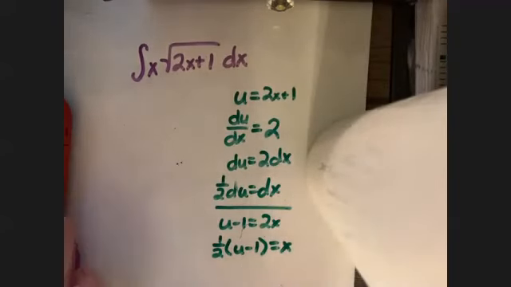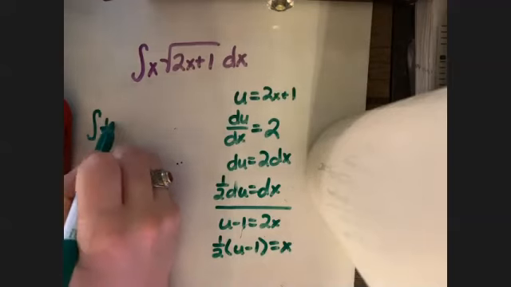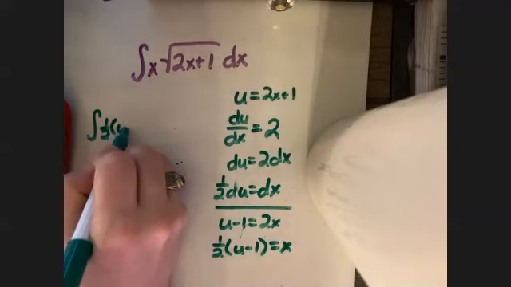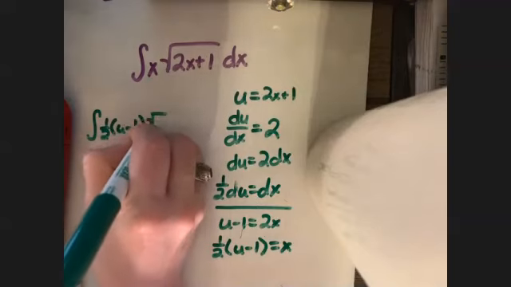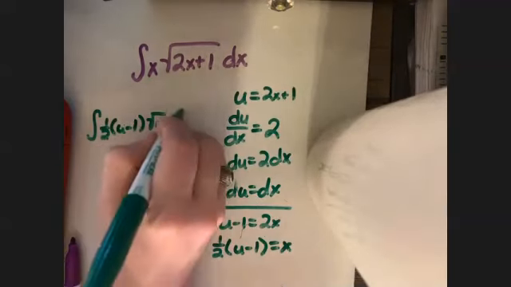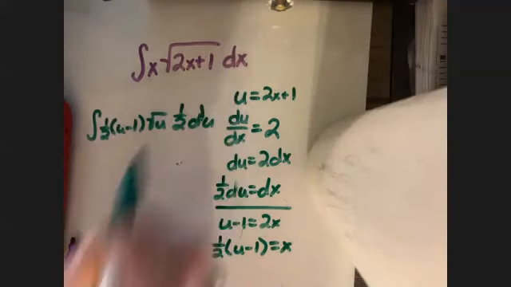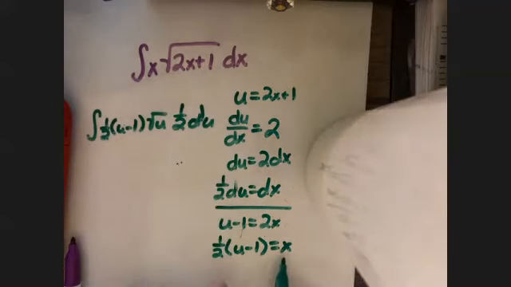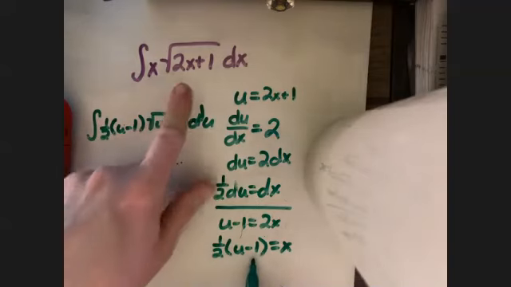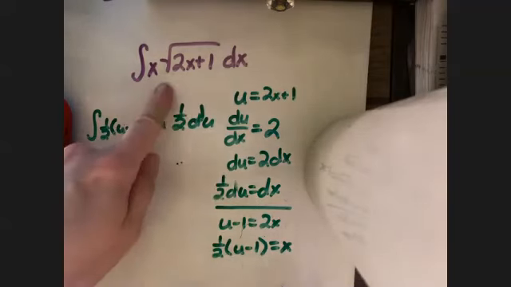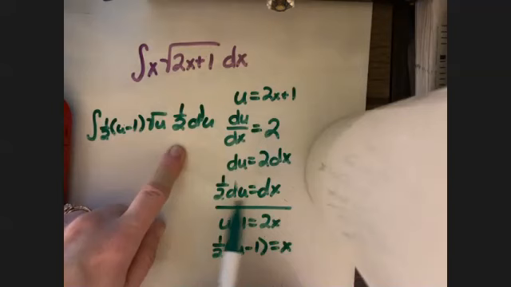So now, what do we have in the replacement? That is 1/2 times u minus 1, times square root of u, times 1/2 du. Let's make sure we track where all that came from. The x up here in the front, we said was 1/2 times u minus 1. Then I've got the square root, because I haven't dealt with that. The square root of the inside we said was u. And then dx we said was 1/2 du.